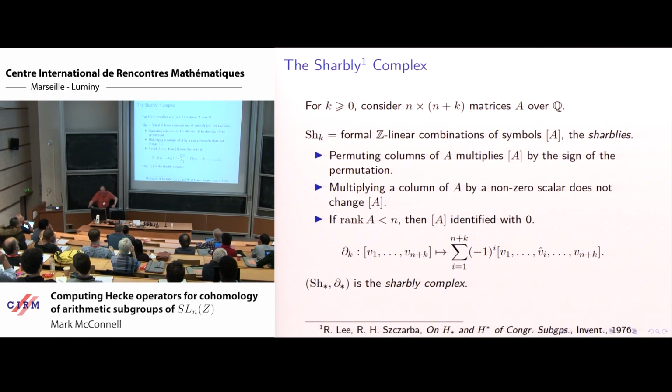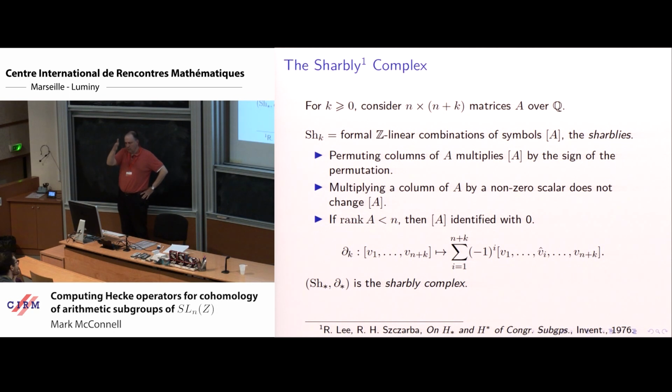So basically, a Charbly is a certain kind of rectangular matrix. So for any non-negative integer k, consider n by n plus k matrices. I'm doing this over Q at the moment, so matrices with rational entries. And we'll have formal symbols A in brackets for such a matrix A, and we'll be taking formal Z-linear combinations of these symbols. The symbols are called the Charblys.